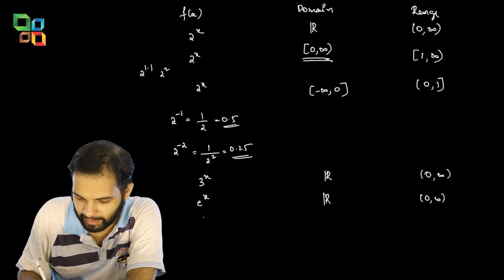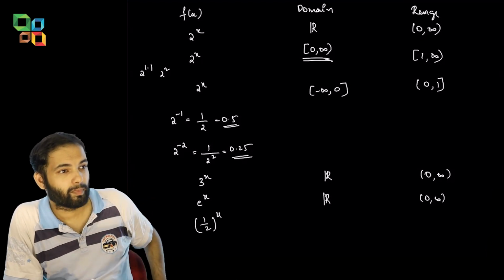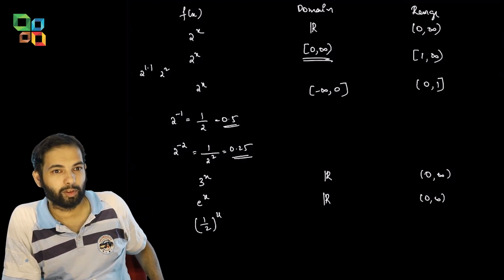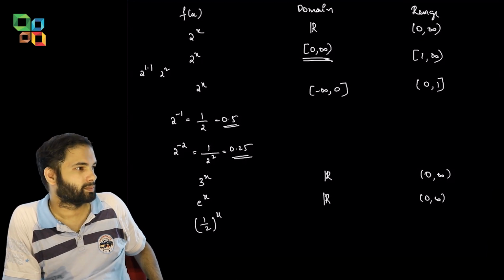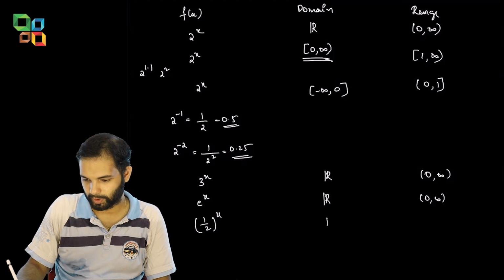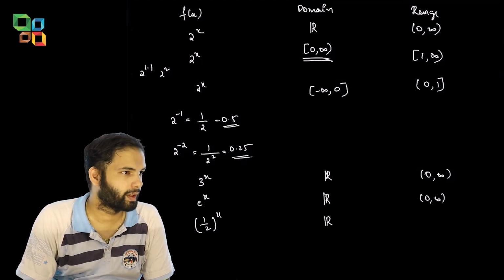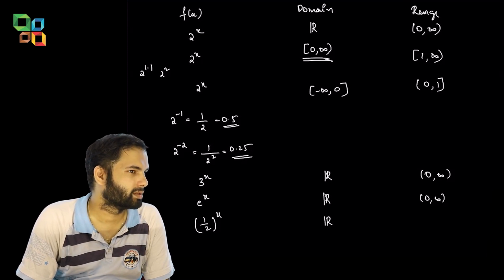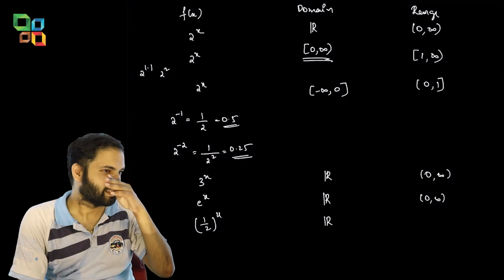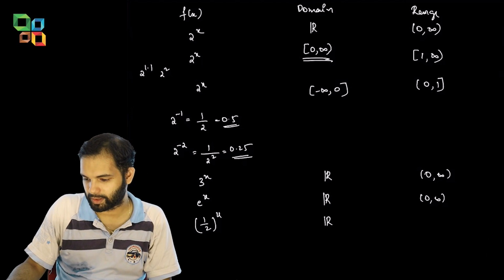So now suppose I take half whole power x. Suppose I take half. All reals? Okay. What is the range? 0 to infinity. No difference between 2 power x and 1 by 2 power x. Is there? 0 to infinity? Sure. Okay.